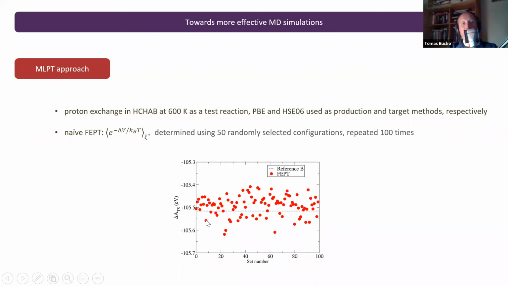And I was interested in quality of prediction and also in uncertainty. So I repeated the random selections 100 times independently. Every single point is a result of such a calculation. And the dashed line here is the exact reference that we were able to compute.